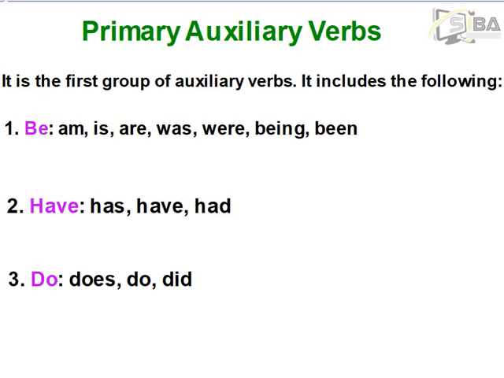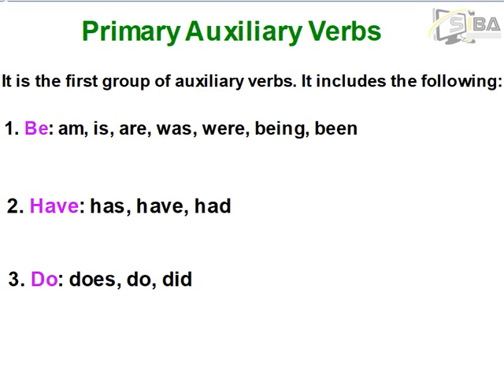It includes the following. 1. Be, verb to be. We have am, is, are, was, were, been, and being. That is the verb to be. The second one we have is have. That is has, have, had. The last one, do: does, do, and did.